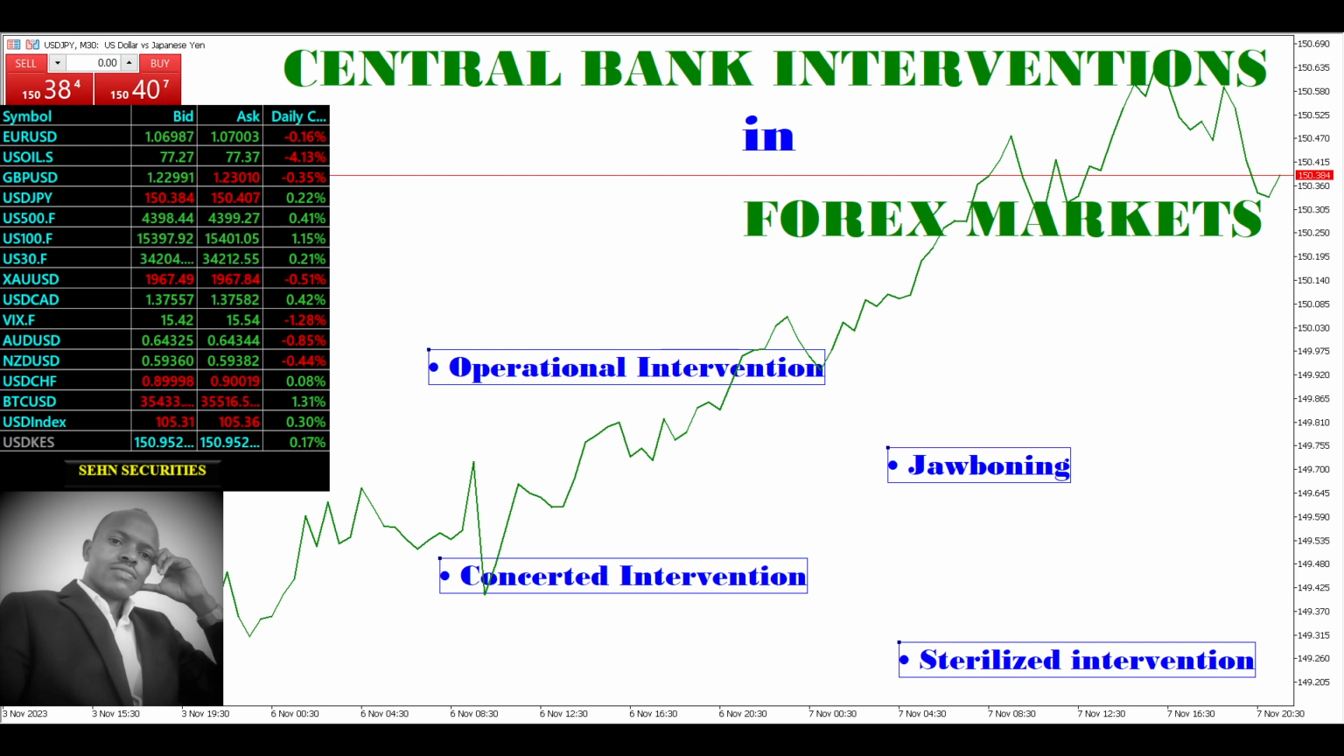Finally, the last purpose why central banks engage in such interventions is to prevent speculative attack on the domestic currency. That is, they usually engage in such interventions to fight speculative activities that might destabilize their economy.